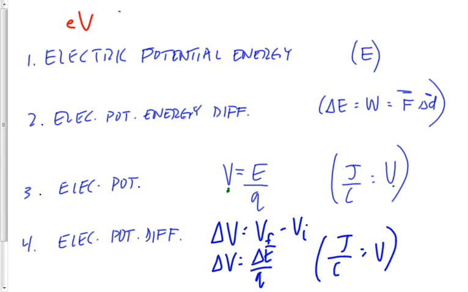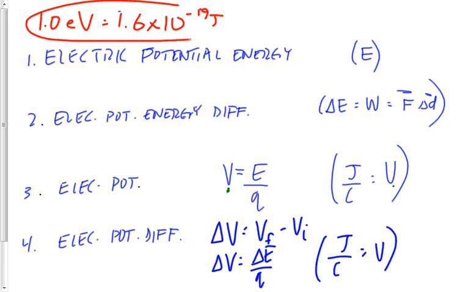It is the amount of energy that's gained or lost, depends on which way it goes, by an electron as it goes through a potential difference of 1 volt. The amount of energy that that's equal to in joules is 1.6 times 10 to the minus 19. So, you ever got to convert electron volts to joules? And you will have to do that quite a few times this year.